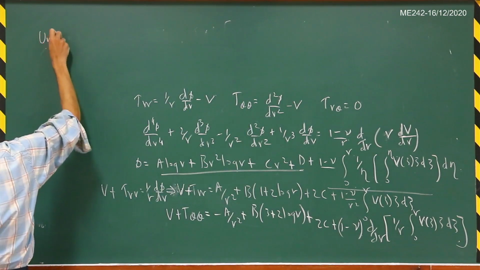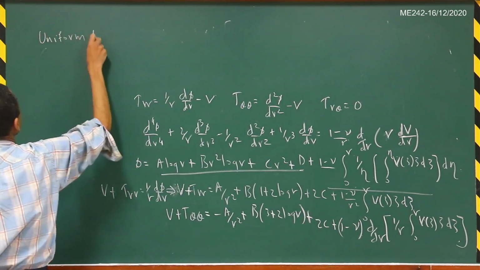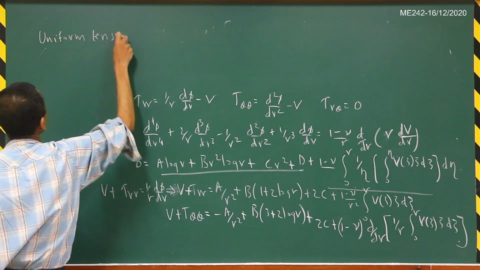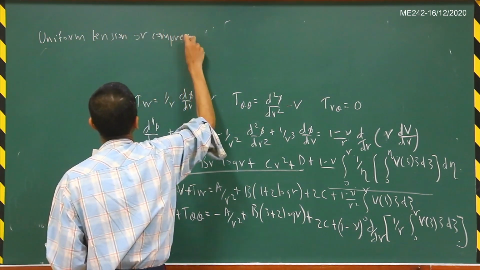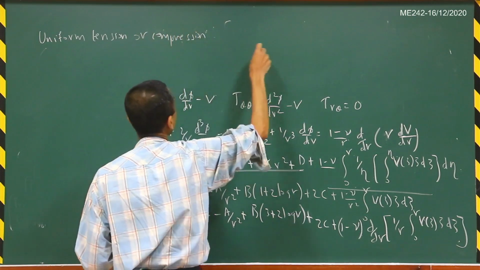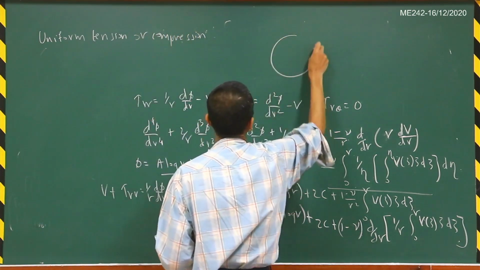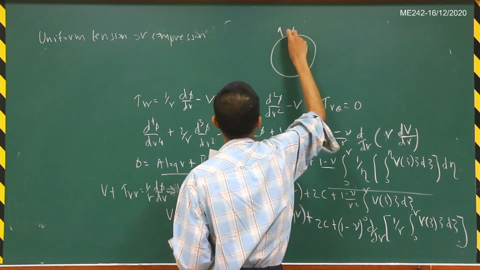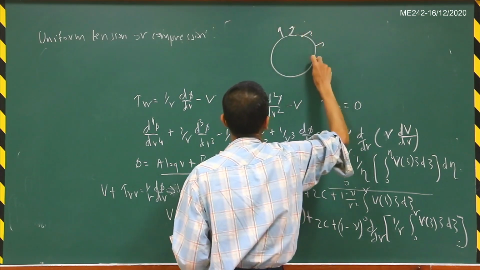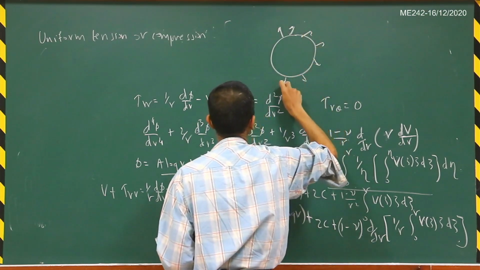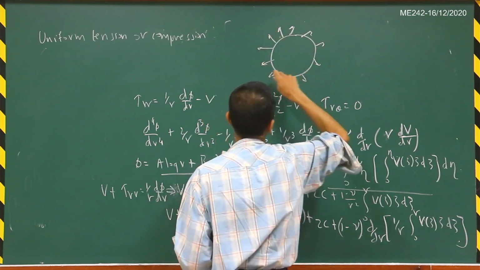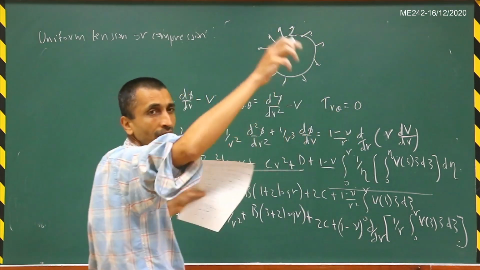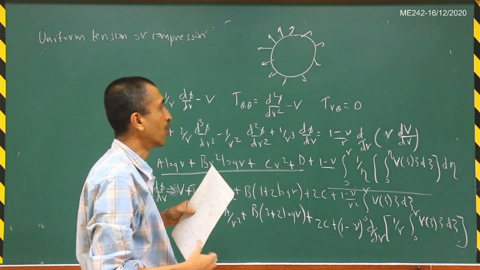So uniform tension or compression. What we mean is that suppose you take a circular disc like this, and you have a hydrostatic state of stress. You're just applying a uniform traction on the whole boundary there.